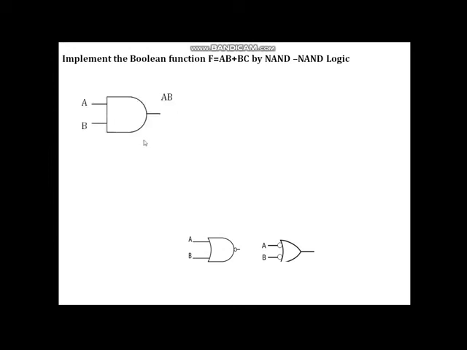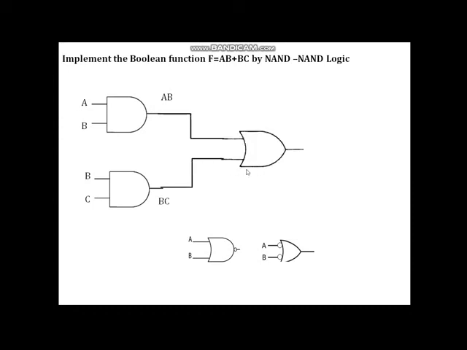First AND gate gives AB and second AND gate gives BC. The output of these two AND gates is given to the OR gate, which gives the sum of these two. Finally you get AB plus BC. Now it is an AND-OR logic. You have to convert this into NAND logic.